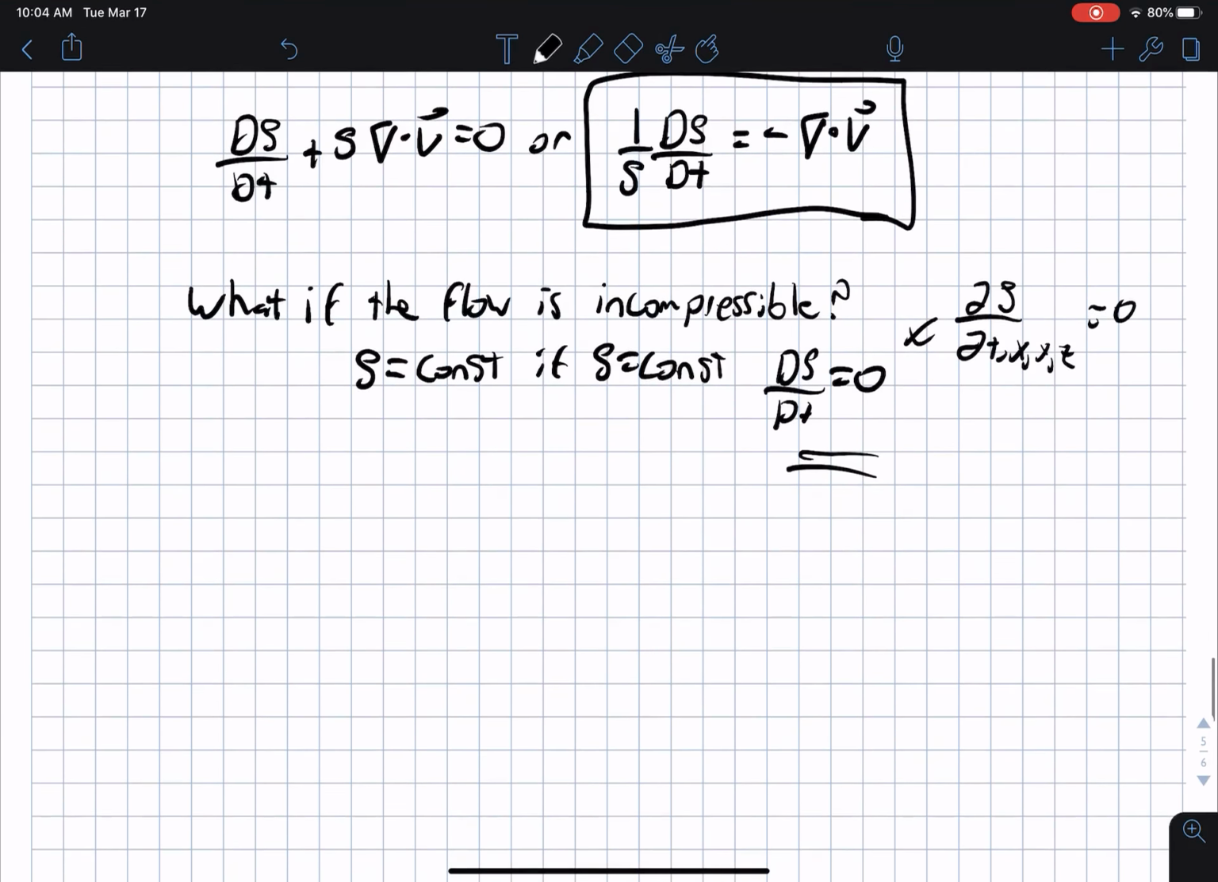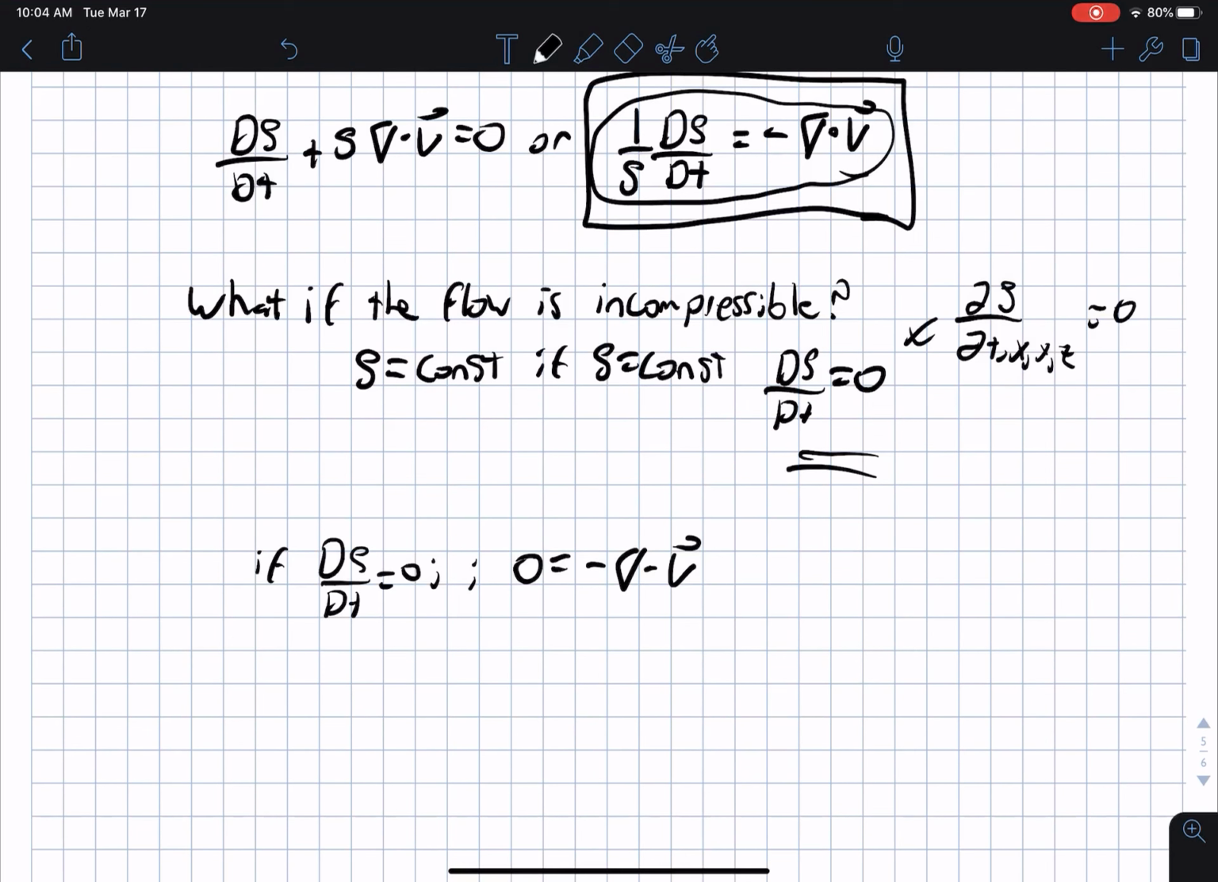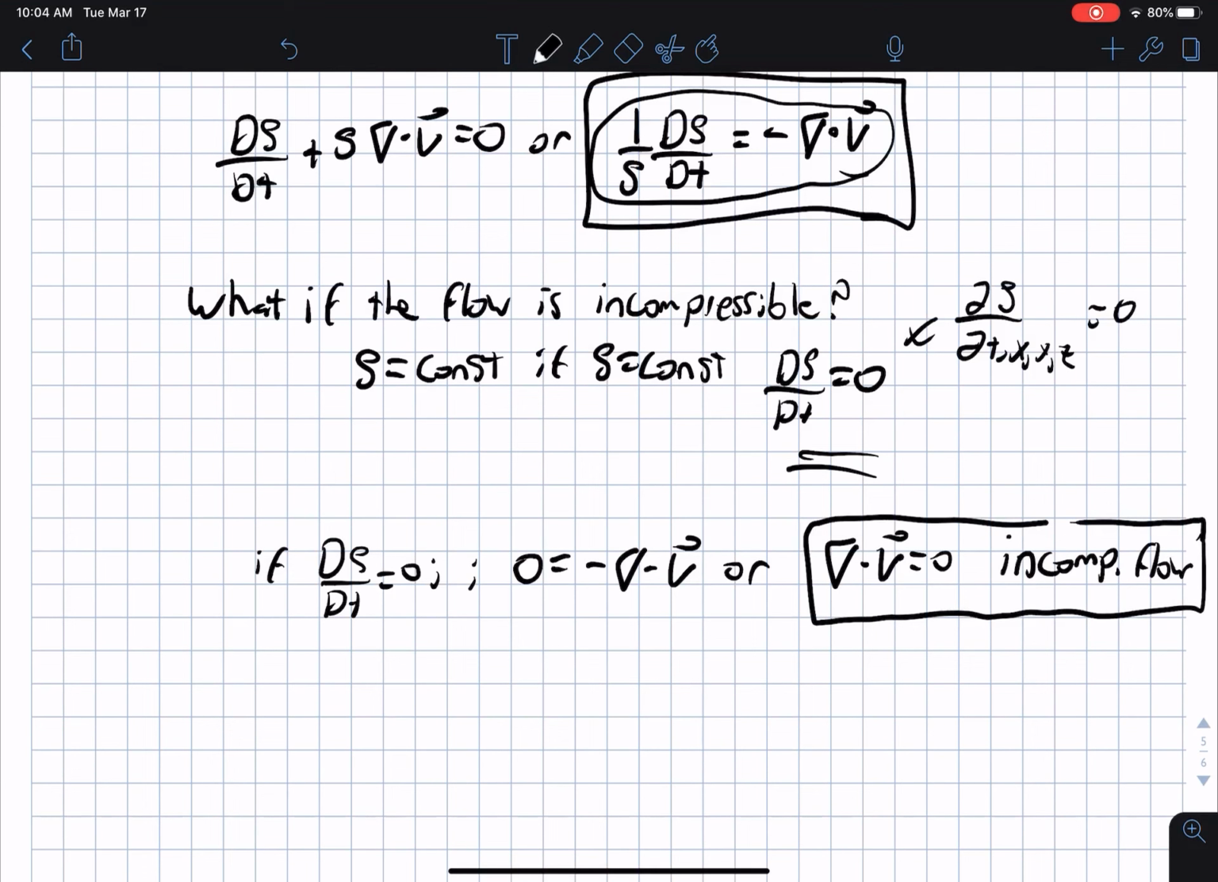So if d rho dt equals 0, then the conservation of mass up here simply becomes 0 equals minus the divergence of the velocity field, or the divergence of the velocity equals 0, and that's valid for incompressible flow. Okay, and so this here is continuity for incompressible flow.